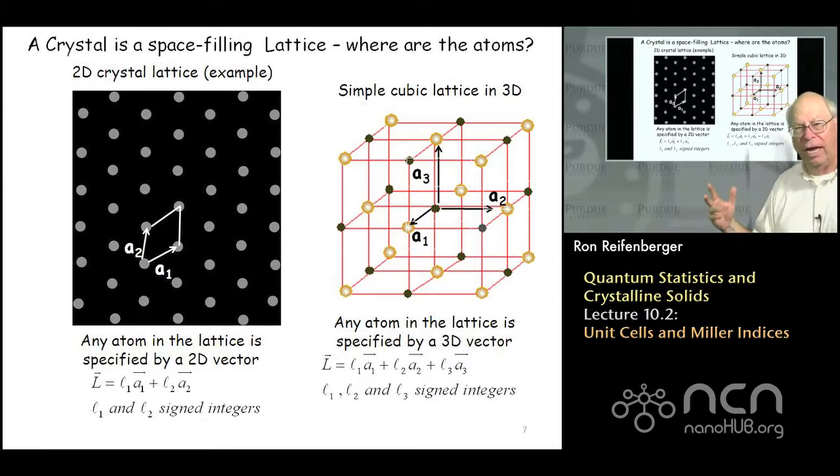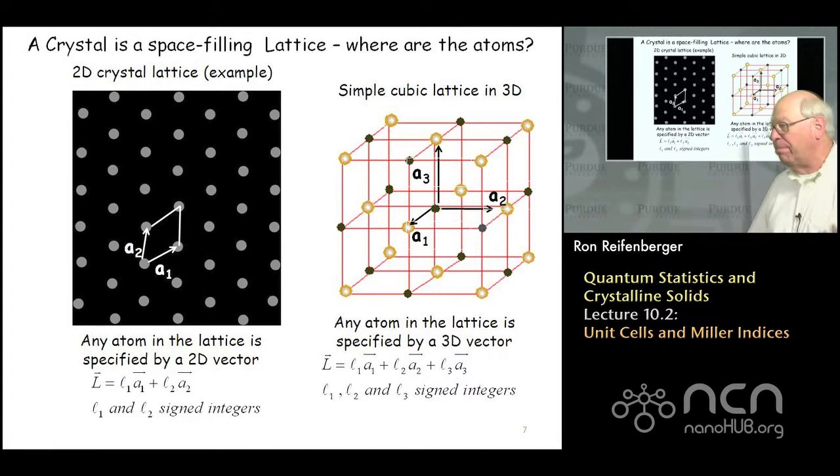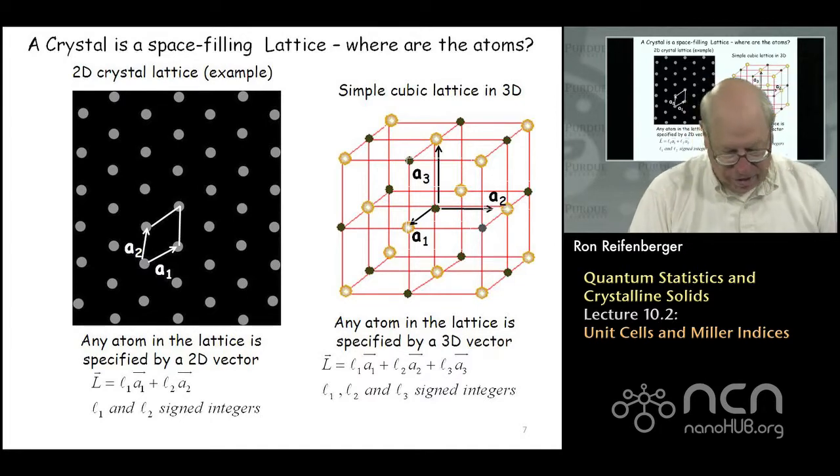A1, A2, and A3 need not be the same. They need not be oriented at right angles to one another, but if you have a simple cubic lattice, they are identical, so A1 equals A2 equals A3, and by giving the integer numbers L1, L2, and L3, you can specify the location of any atom in that crystalline structure.